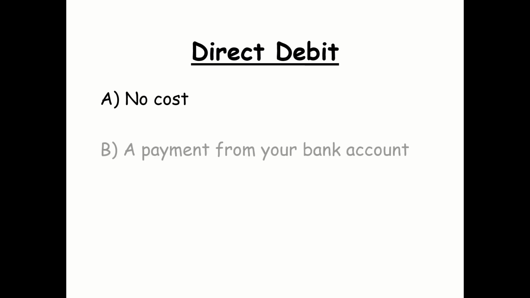Okay, next word, direct debit. Is it A, no cost? Is it B, a payment from your bank account? Is it C, a guarantee? Please pause the video and think about your answer.